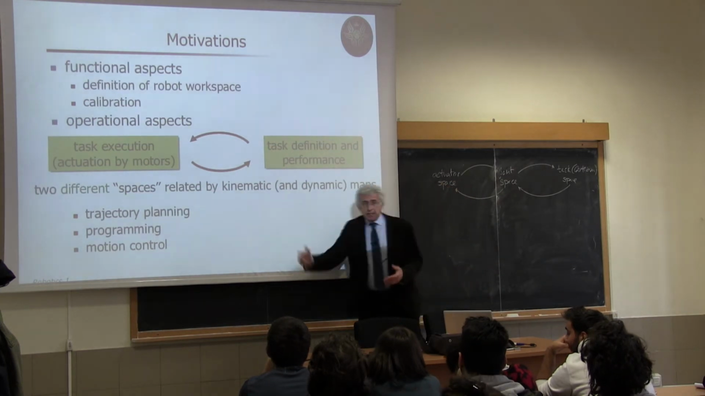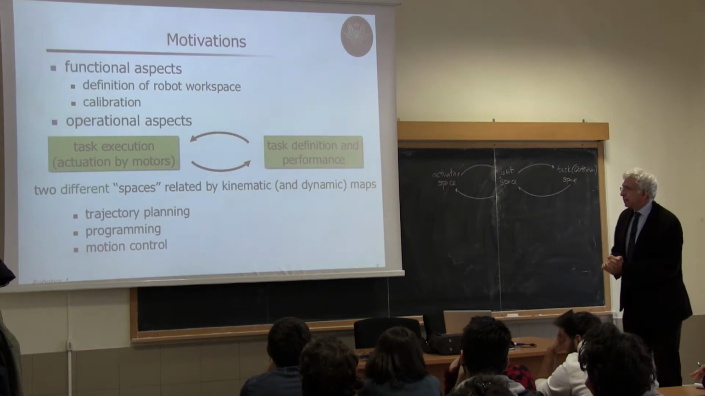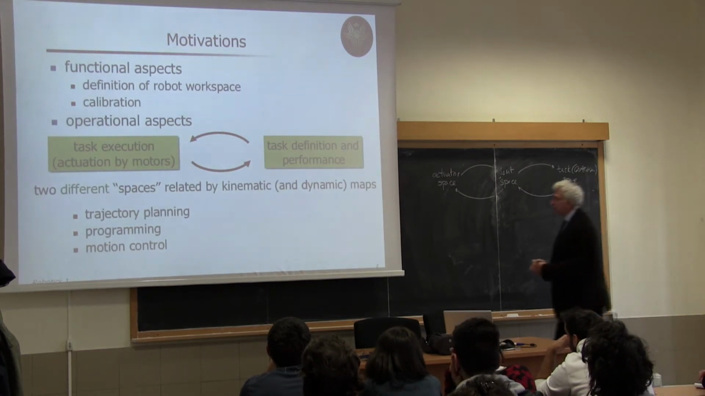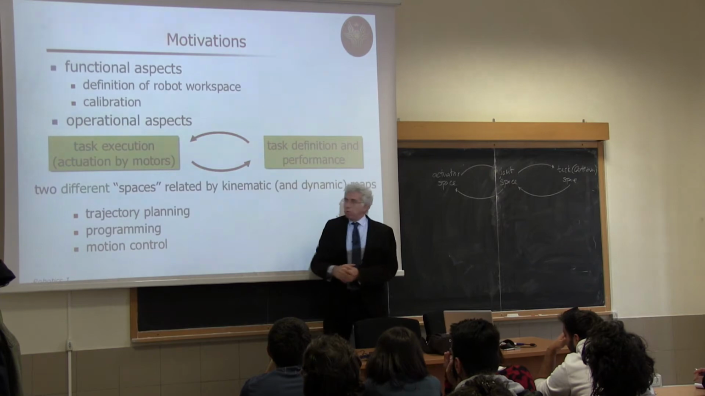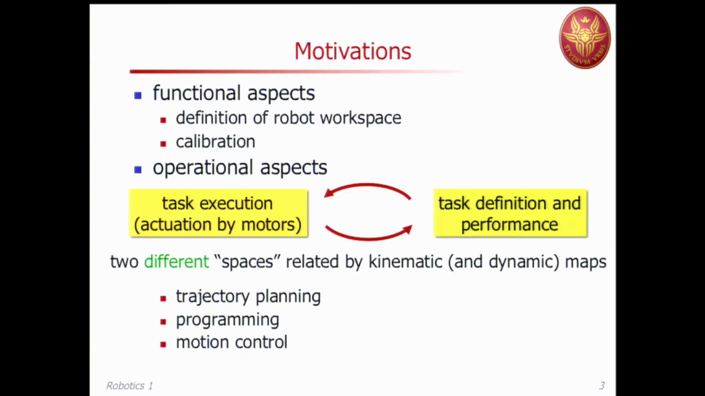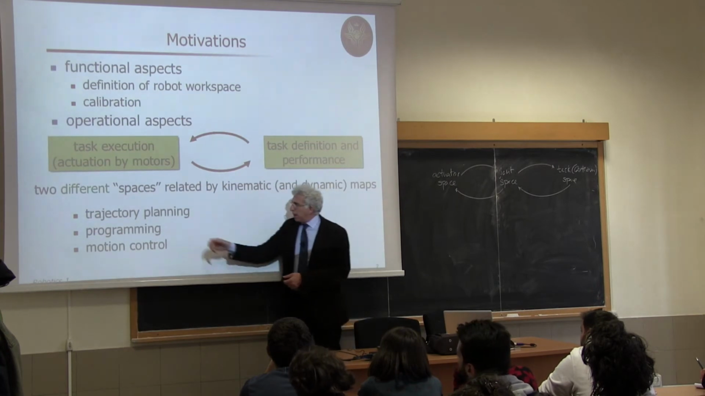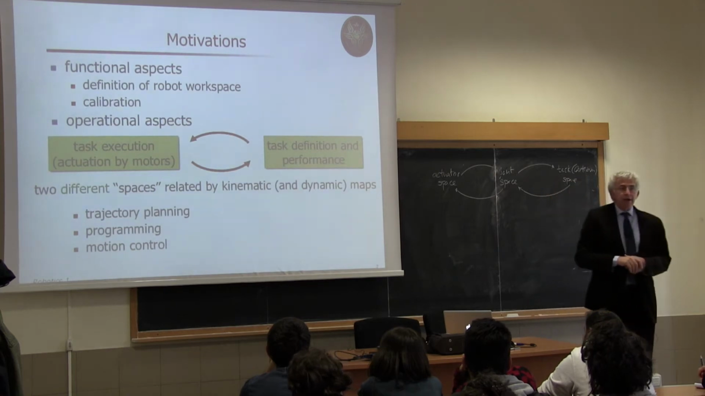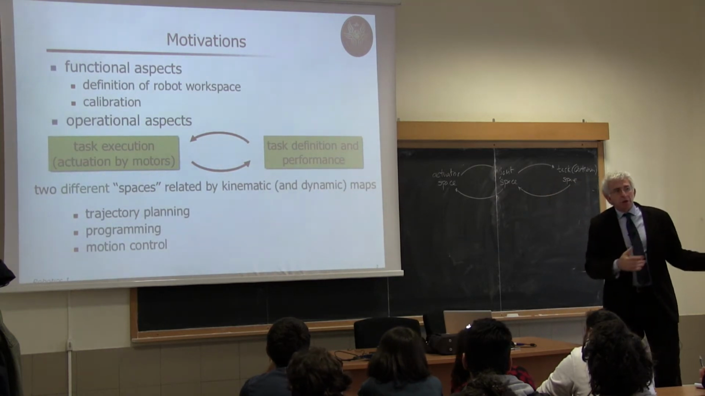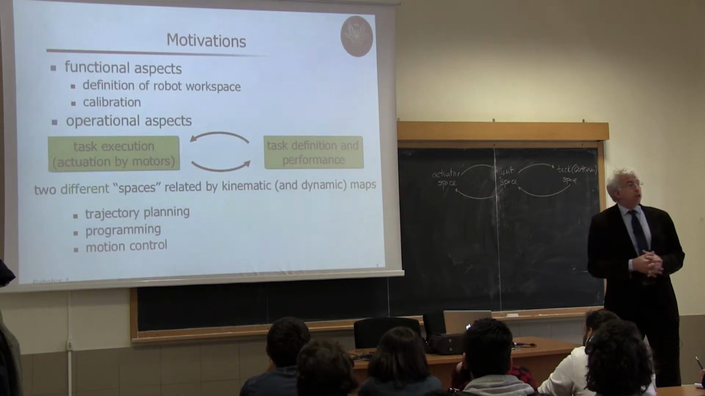And these different spaces, and the passages between spaces, are at the core of our analysis, and also of our synthesis. So we will use the concept of planning trajectories. We should plan them in the Cartesian space, but sometimes it's useful or easier to plan them in the joint space. We will program tasks, and again, we can decide whether to program tasks directly in the task space or, more easily, although more difficult to visualize, in the joint space, and then do motion control.